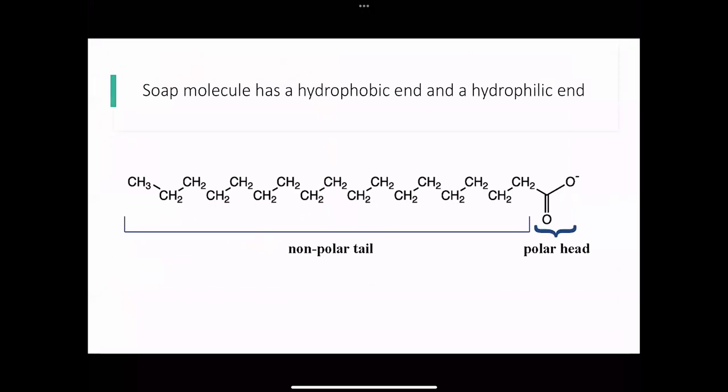This is the structure of the soap molecule, and the soap molecule has a similar structure to fat. It is similar to a fatty acid, and we have seen that fatty acid structure before. The fatty acid has a tail. This is a nonpolar tail. And what I mean by nonpolar is, remember, a nonpolar molecule has all nonpolar bonds. We can see that the bonds in that tail are carbon-carbon bonds and carbon-hydrogen bonds.